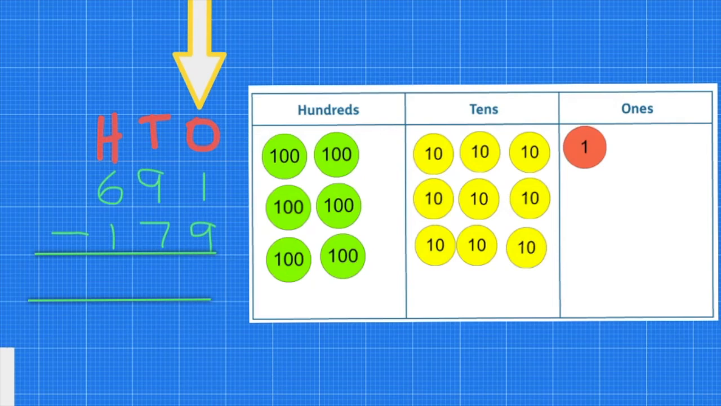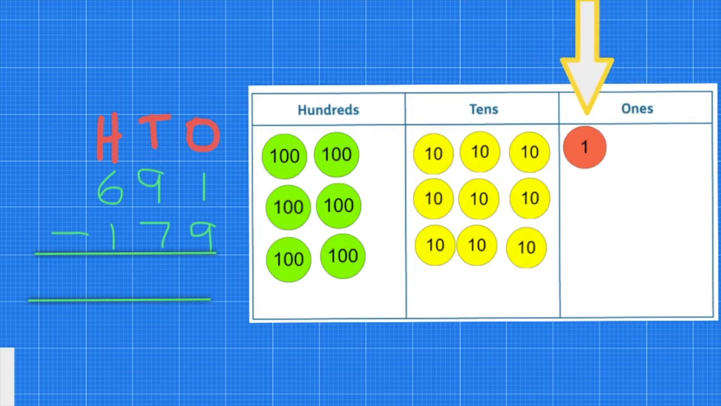So just like any other formal written method, I set out my top number. So I've got 6 hundreds, 9 tens, and 1 one. I always start at my ones column. So I need to do 1 subtract 9. Okay, so I'm going to take away 9 from this column.